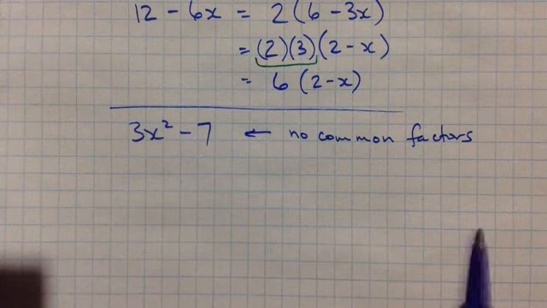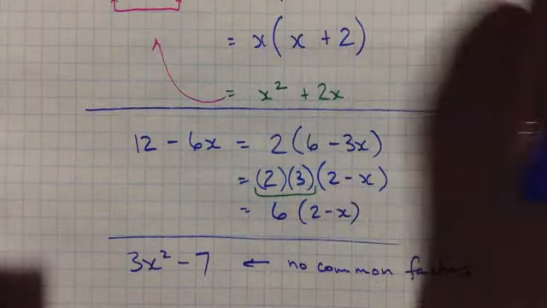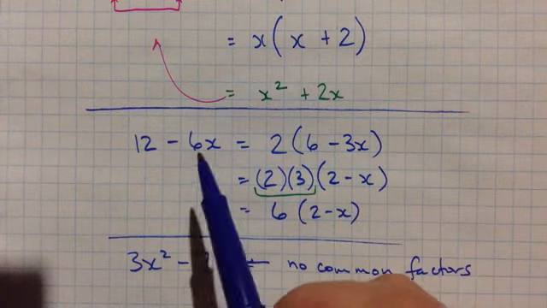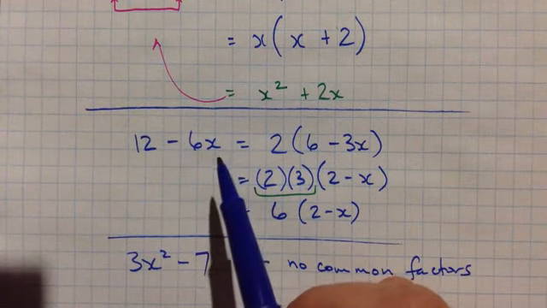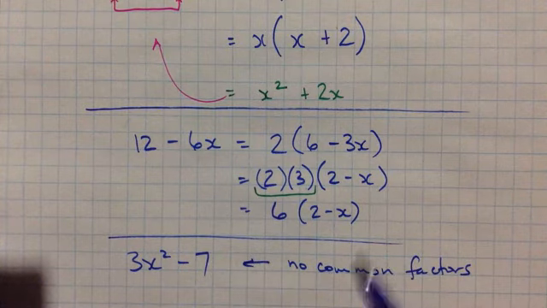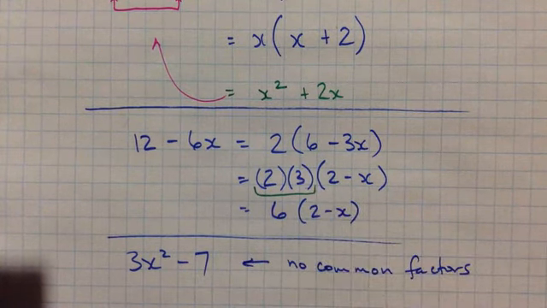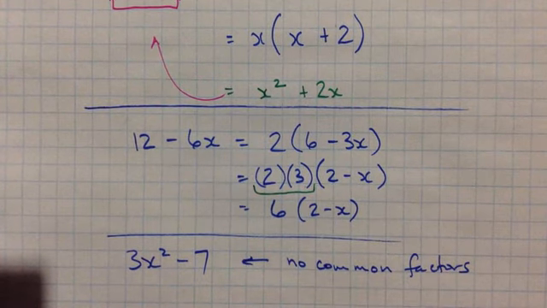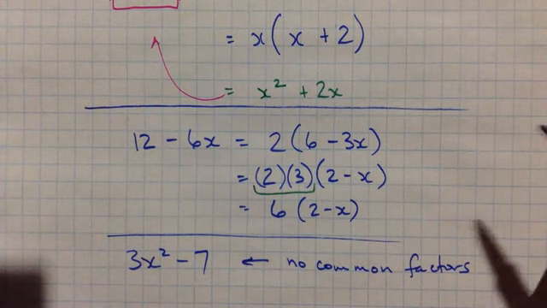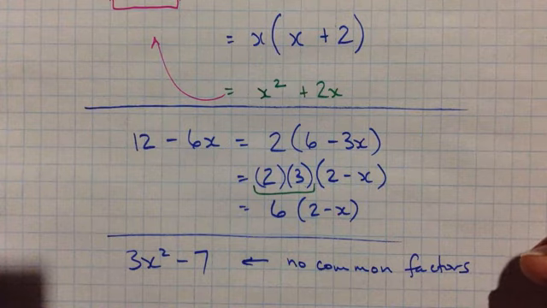Okay, so that is common factoring: looking for something that is in common with every term in an expression, then dividing it out of each term, writing it out in front and putting brackets around everything, just like this. It's the opposite of the distributive property, and this is a really important skill as we're moving towards factoring trinomials.